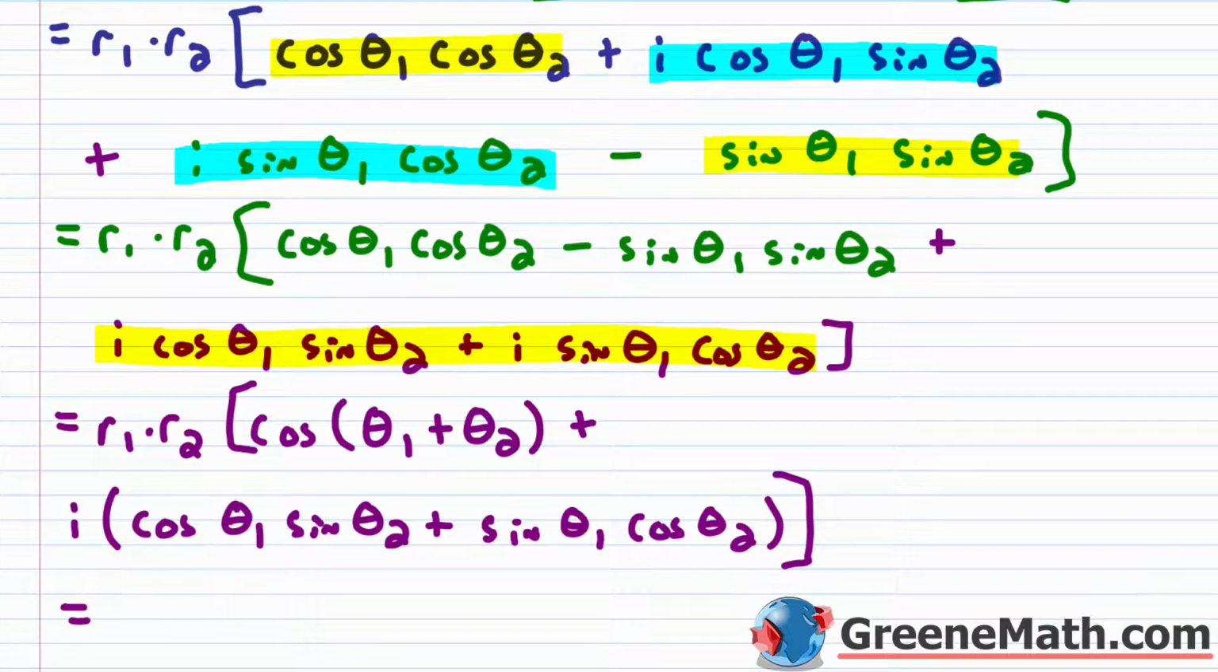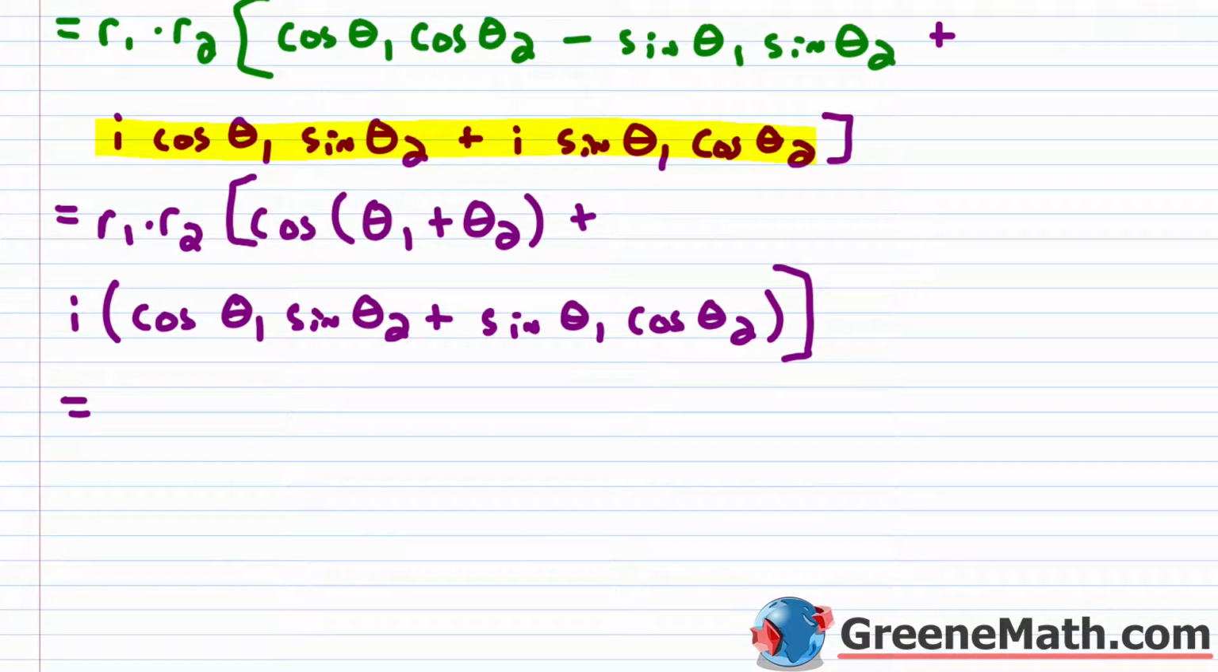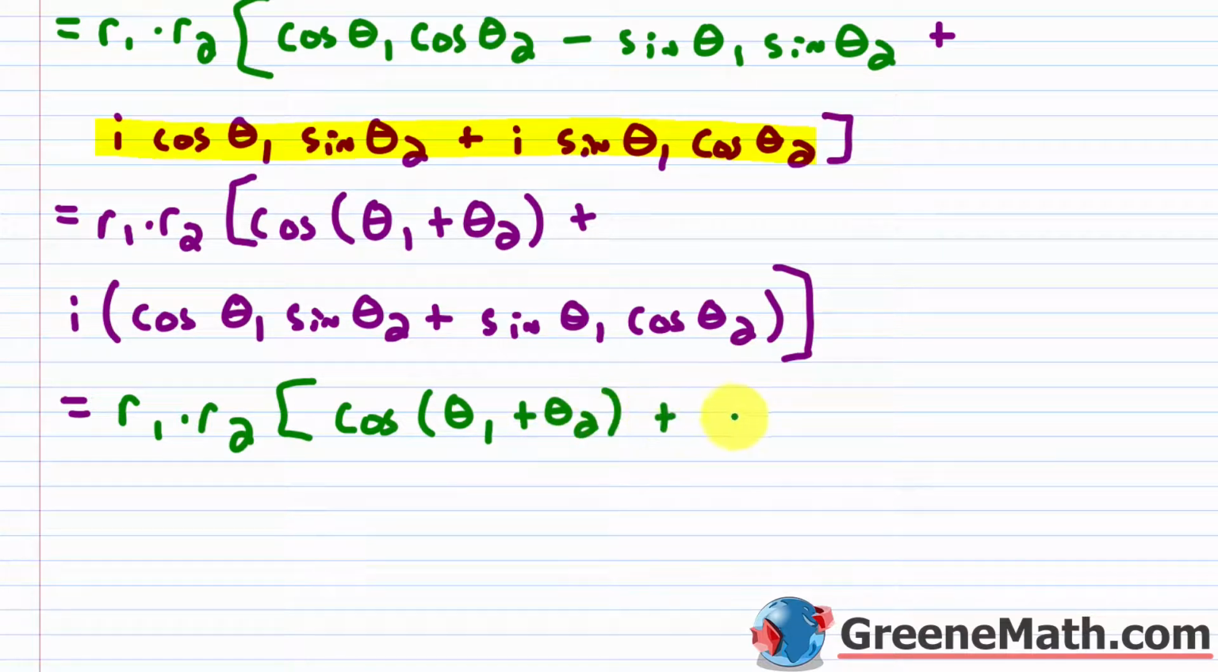So let's go ahead and put equals. I'm going to rewrite that one as well. I'll say that I have my r sub 1 times my r sub 2 inside of brackets. I'll have cosine of theta sub 1 plus theta sub 2. So then I'll say plus, I'll put my i here, and I'll do my sine of theta sub 1 plus theta sub 2. Let me close the brackets there.